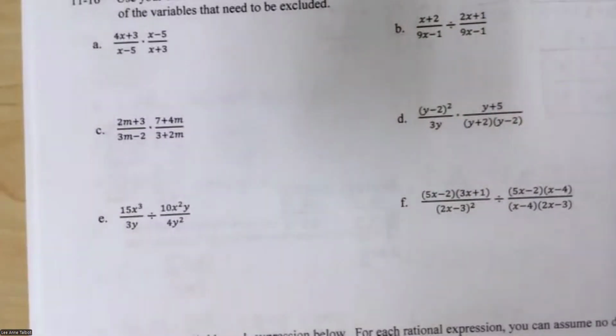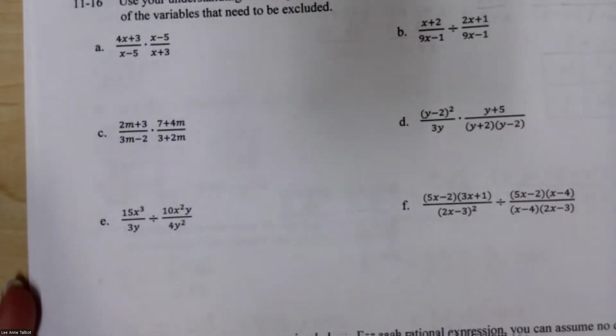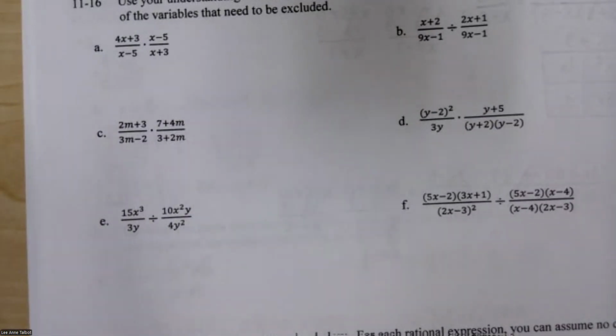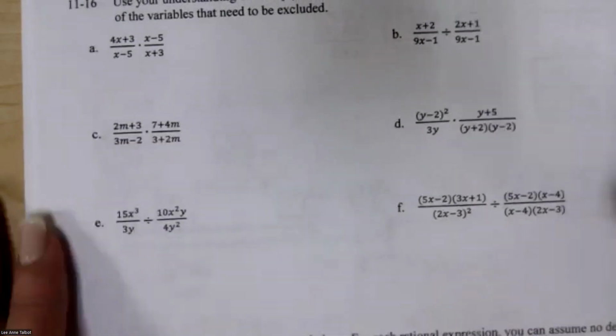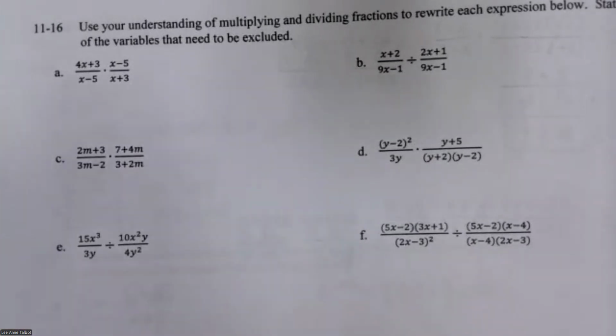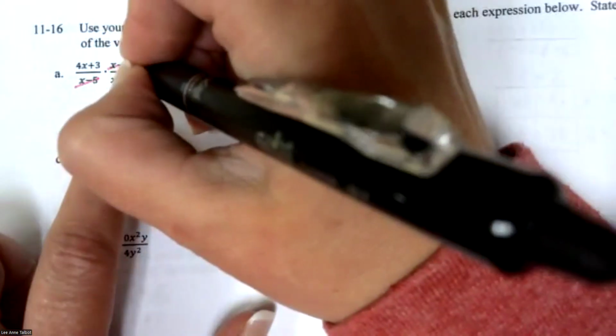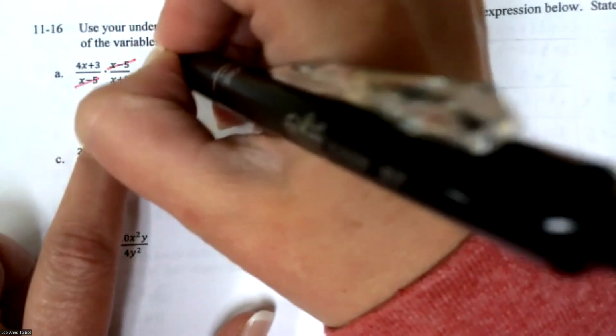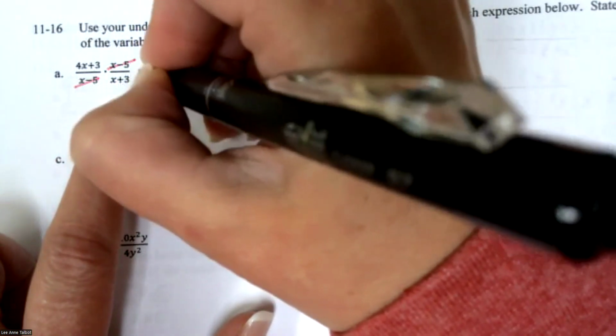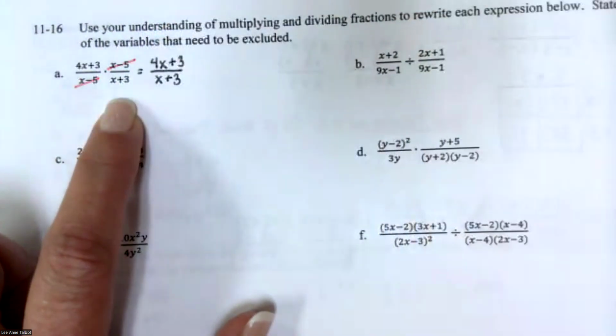All right, so I'm gonna do 16 with you. And then you guys are gonna work on 17. There's kind of a myriad of factoring and all different stuff. It looks long, but I promise you it's really not even that bad. Okay. A. Cancel, cancel. 4x plus 3 over x plus 3.